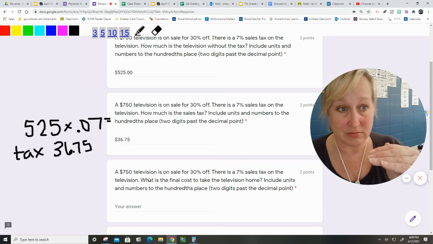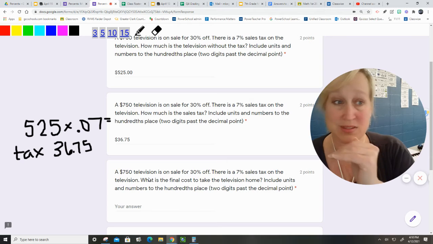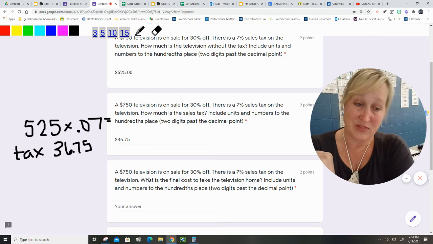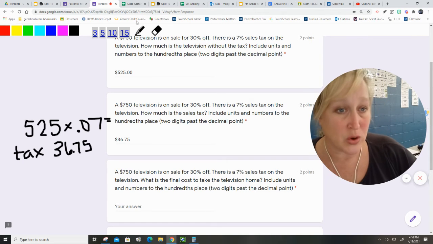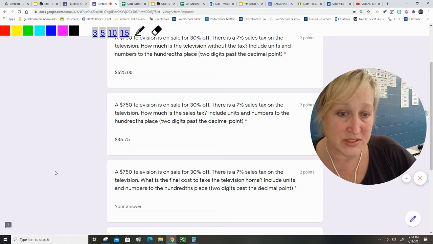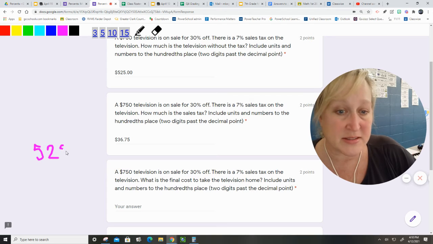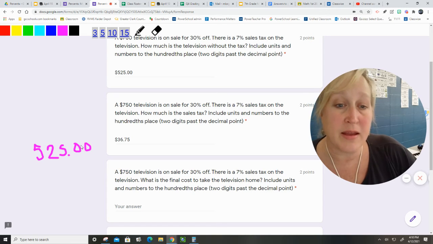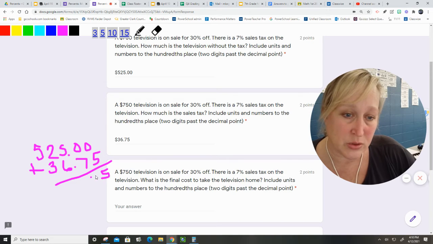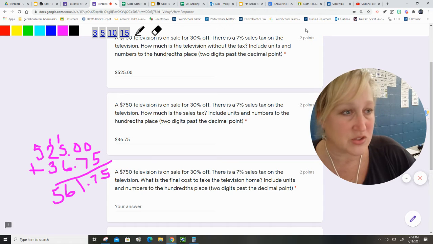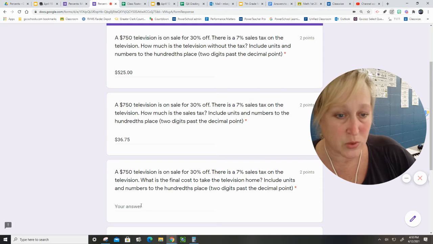First, I have to mark it down. I have to take off how much I was going to save from that 30%. That makes it $525. Then I have to figure out adding that tax on, right? So that's this last step that it's asking me to do. It's wanting me to take that $525 on sale magical television, and now I have to add the tax on, which is the $36.75. And I believe that my total will be $561.75.